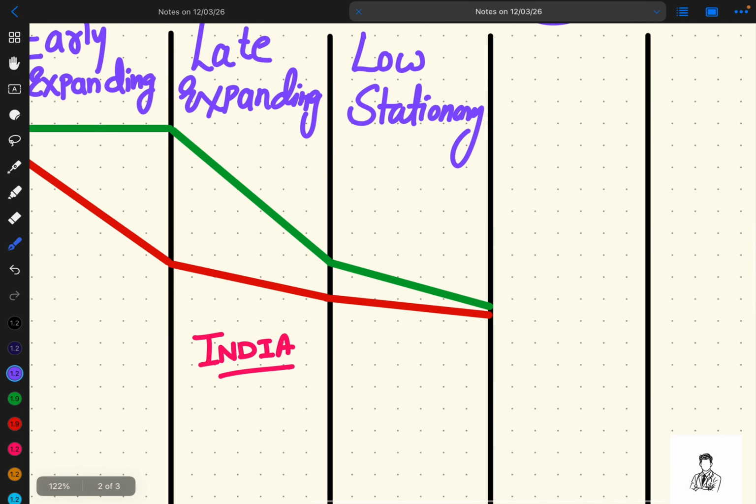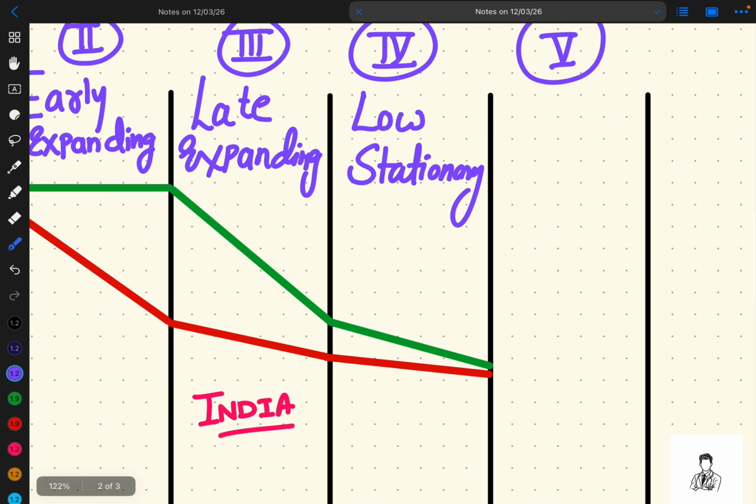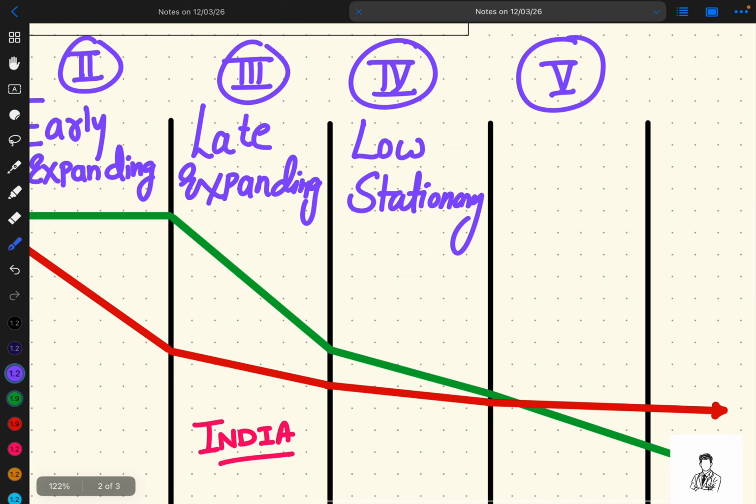Next, as we move to the fifth stage, the scenario changes. Birth rate rapidly declines, death rates are more, deaths are more, right? So we will name this as declining.